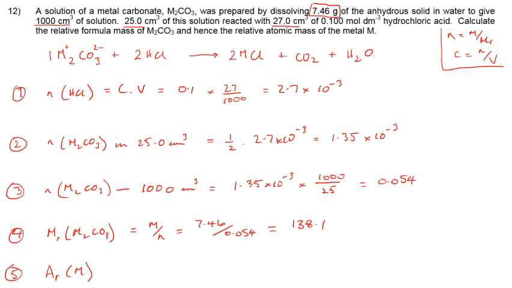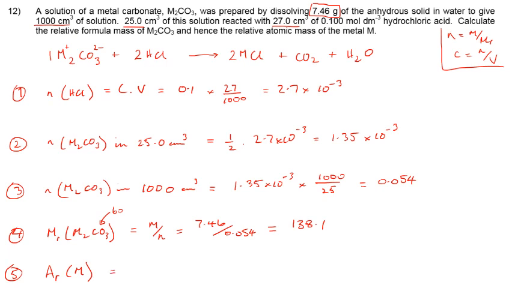Okay, so that's our MR of our metal carbonate, but the question is asking us for the AR of the metal. So the MR of a carbonate ion is 12 plus 48, which is 60. So twice our AR is going to be the difference between 138 and 60. So we can then just halve that and get the answer.